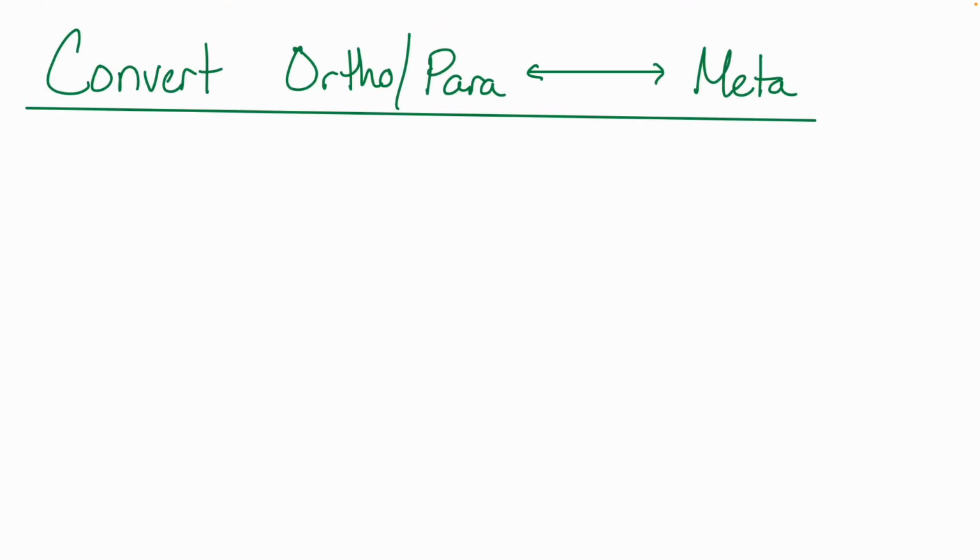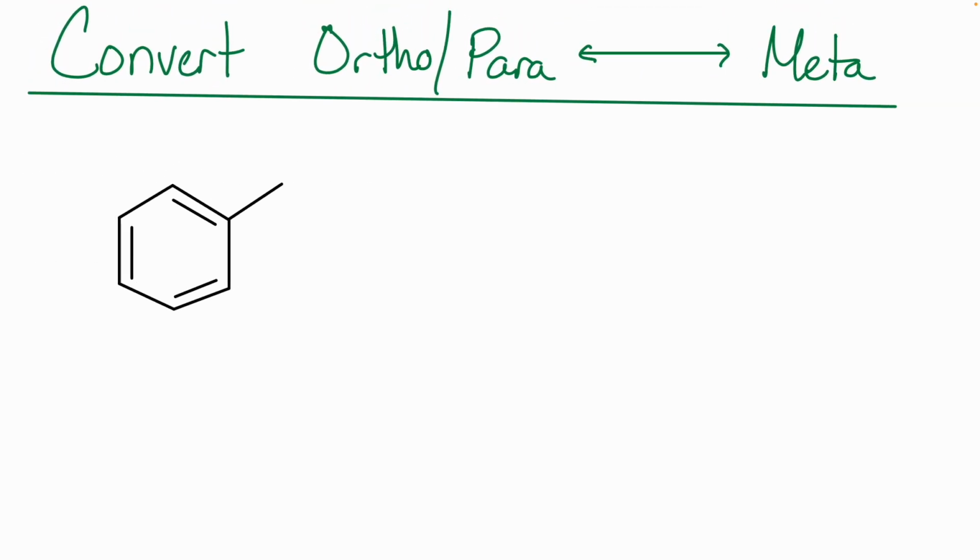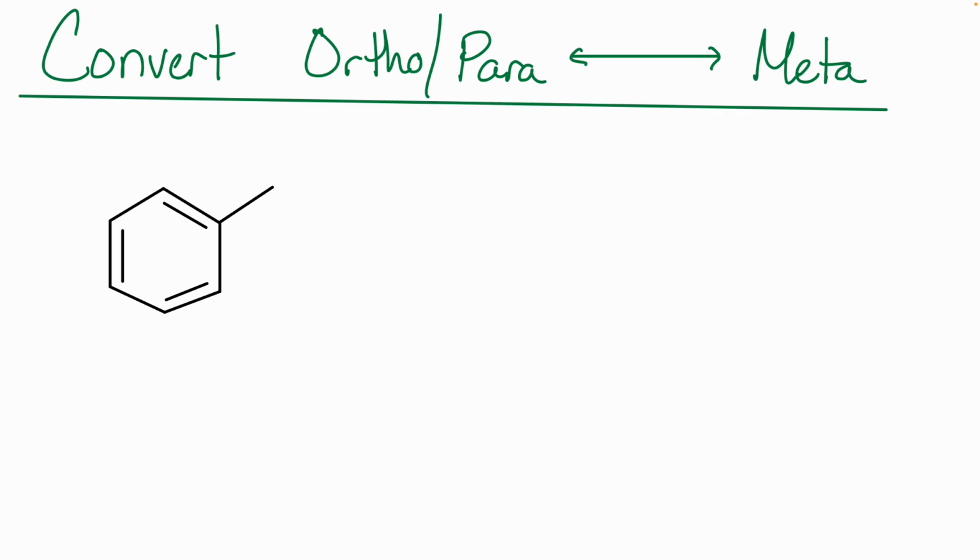All right, so if we started out with, for example, toluene, what do we know about that methyl group there? Ortho-para or meta-directing? Ortho-para. In fact, we can be even more specific. This is what we would call a weak ortho-para director.